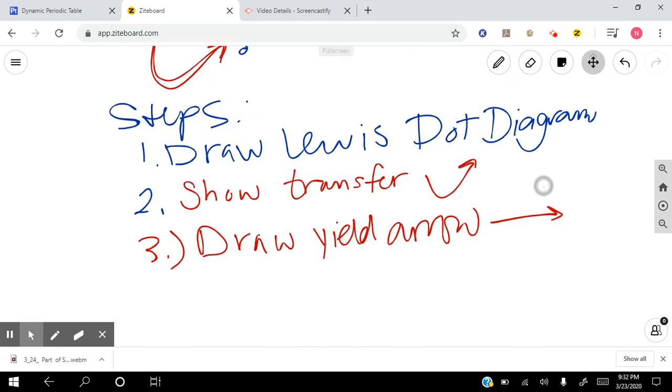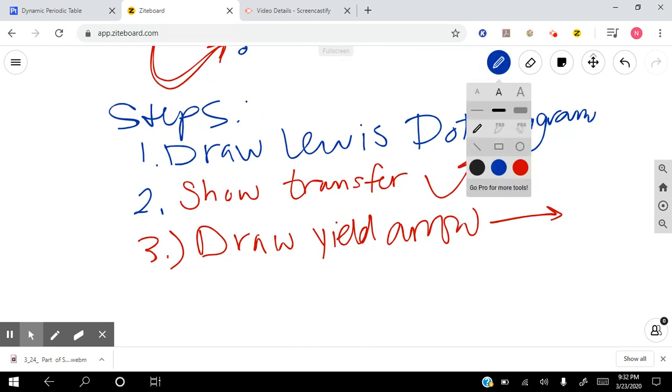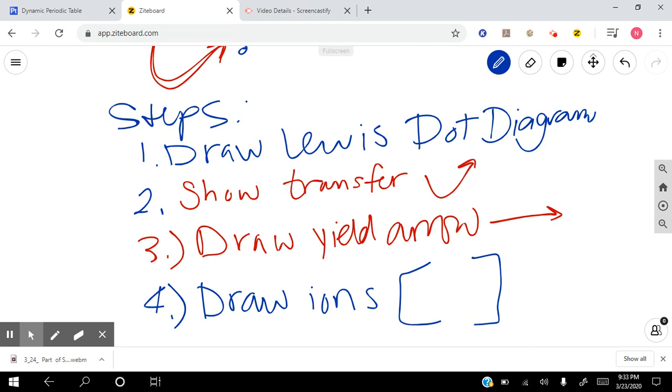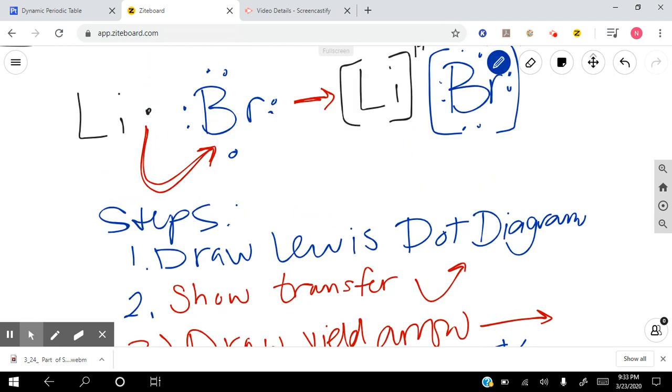And then the very last step, the most important part, is this is ionic bonding, so we're going to draw the ions. And we draw the ions, we put the symbol, and then we put brackets around the symbol. And then we wrote either a positive or negative charge based on what it was. Just throwing some vocab in there. Remember that your positive ion is called the cation, and remember, this negative one is called the anion.